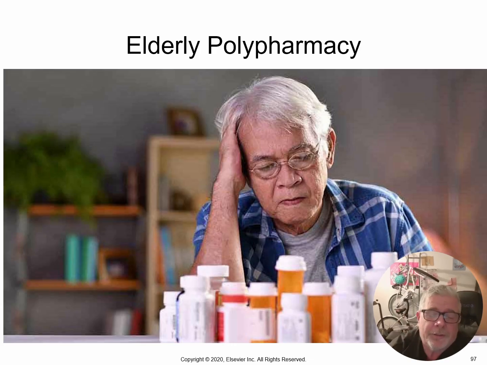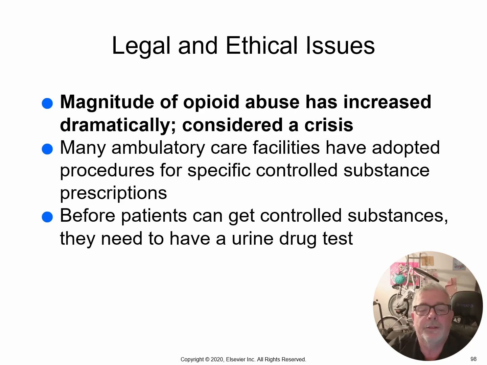Unfortunately, in my experience, I've seen some instances where that's not been done. So the magnitude of opioid abuse has increased dramatically and is considered a crisis. And that's one reason why the management, the procurement, the securing, and the documentation of any controlled substances that are kept on your premises has to be meticulously controlled.